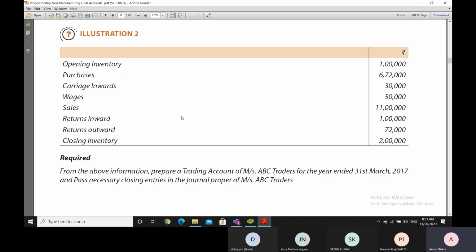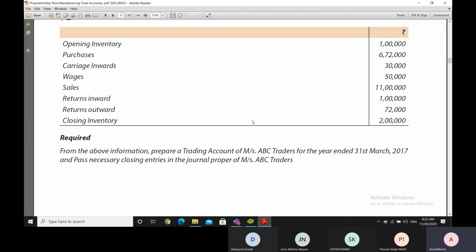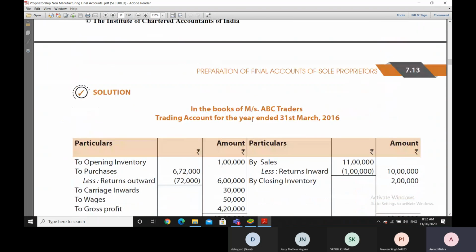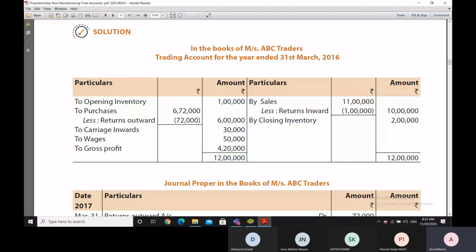And having done that, we'll get the cost of the goods sold, and then we will reduce the cost of goods sold from the sales. And once we do that, we get the gross profit. So as you can see in the trading account, when we prepare the trading account to prepare the gross profit, there are certain entries we put on the credit side and certain entries we put on the debit side.